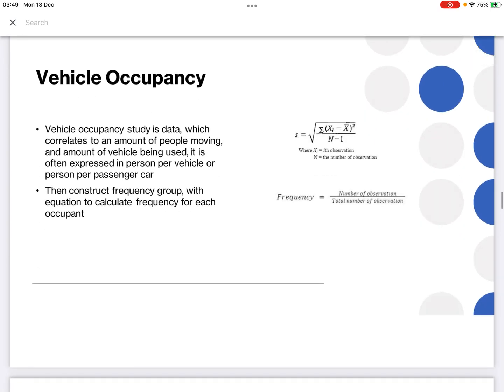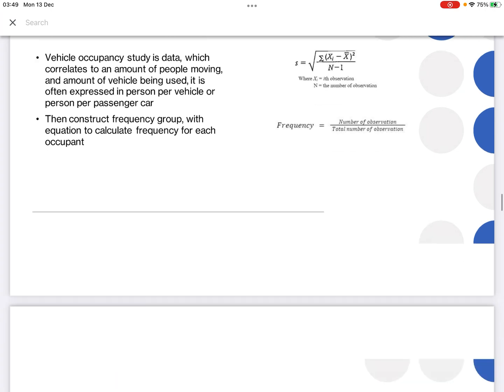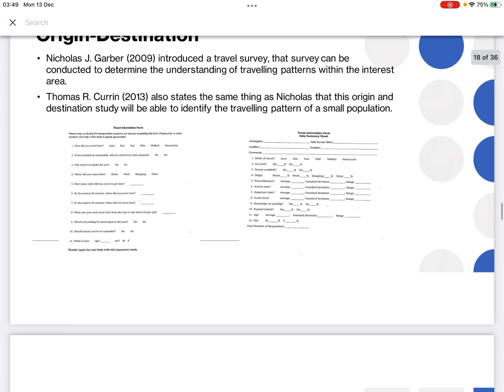Vehicle occupancy is data that studies people moving or occupying the vehicle, in the car. The construction of the frequency table uses an equation to calculate frequency. Then we can calculate the frequency curve and create the equation to calculate frequency for each car occupant.